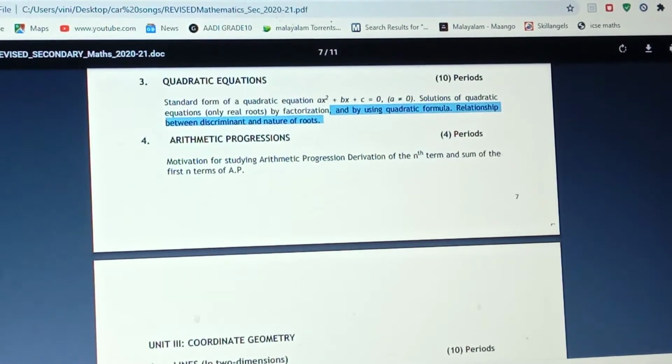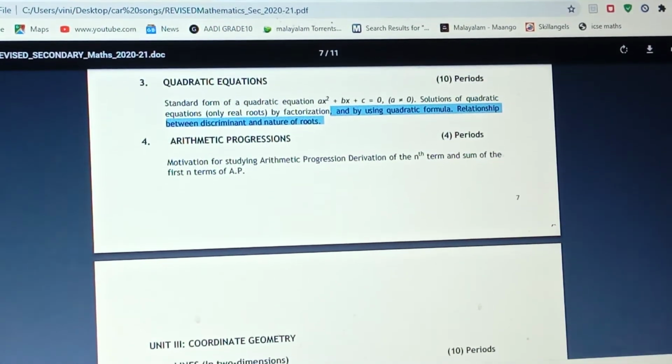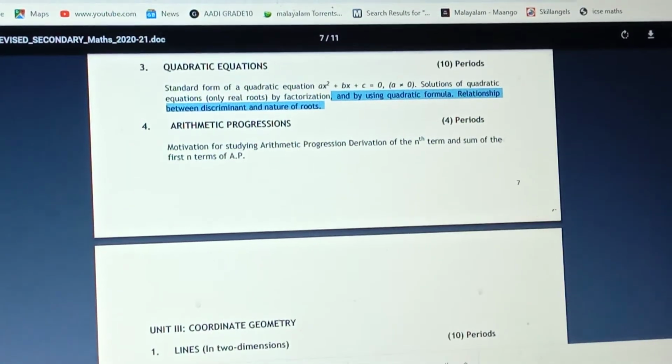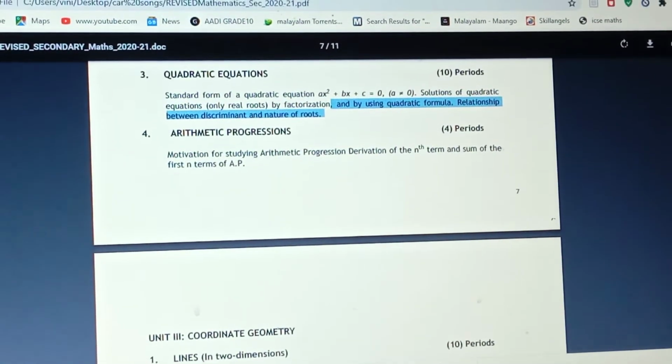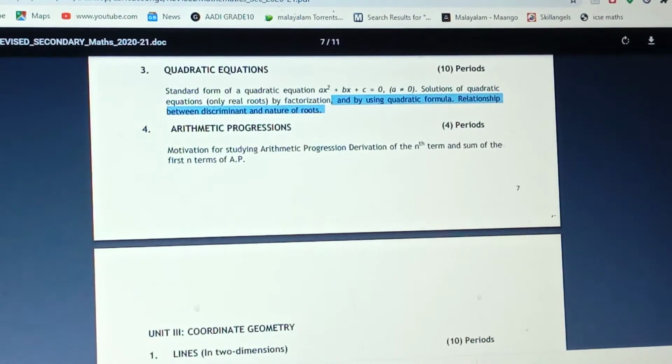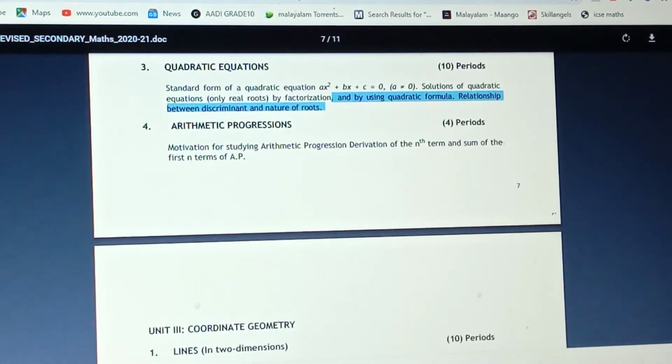So what to say, this year is a blessing in disguise. More than half of the things are not coming. This year's question paper is going to be very simple, looks like.